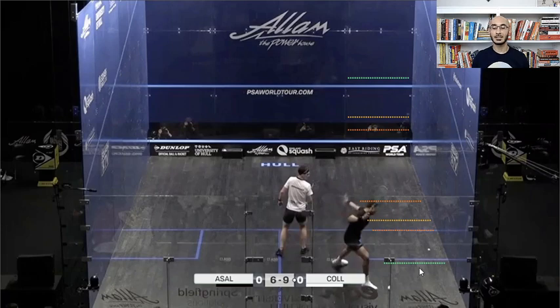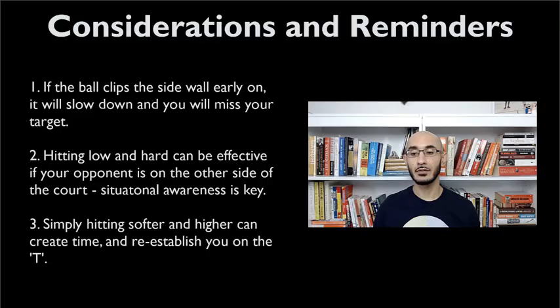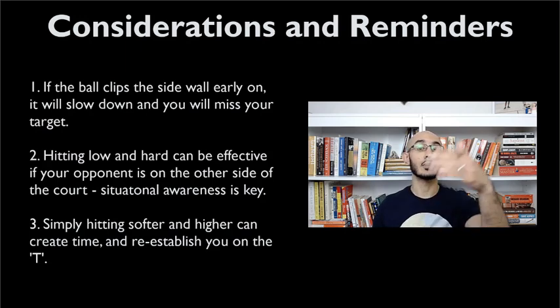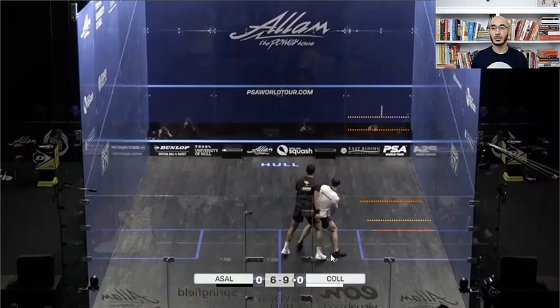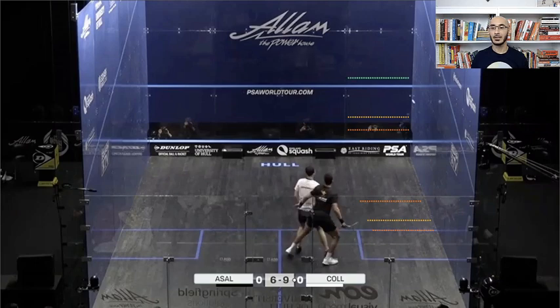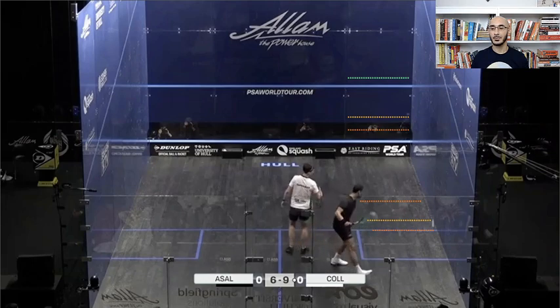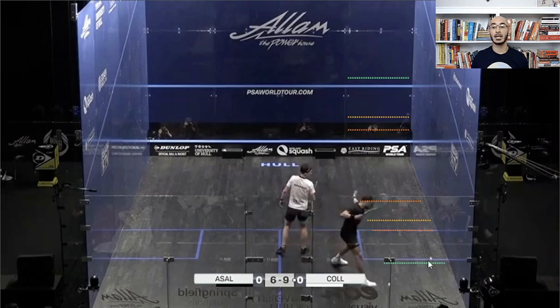So some things to consider. Now, you'll see in a minute over here that if the ball clips the sidewall early on, even if you're trying to reset it, it stops. And that's what happened to Coll at the end over here. So you see Coll's lift there catches a sidewall pretty early, and as a result bounces over here, so it slows down. If that did not catch the sidewall early, there's a chance that it would have made it all the way to the back, and then Asal would be hitting out of the back court, which would give Coll even more time and potentially put Asal under some pressure.